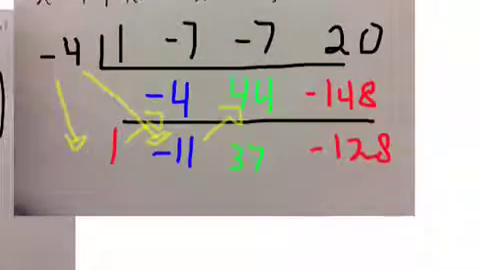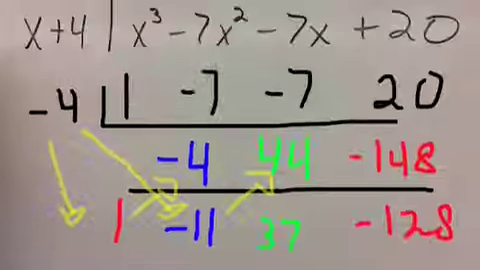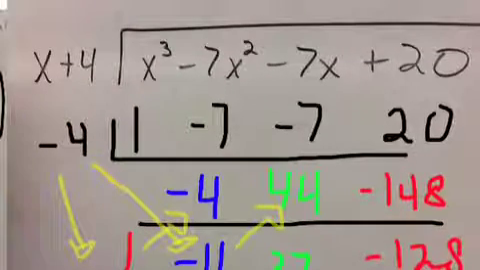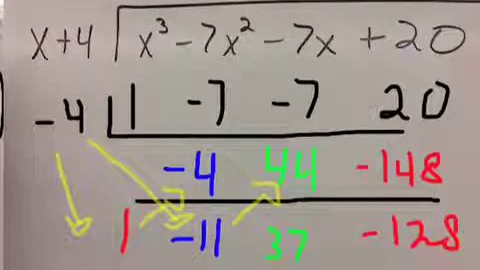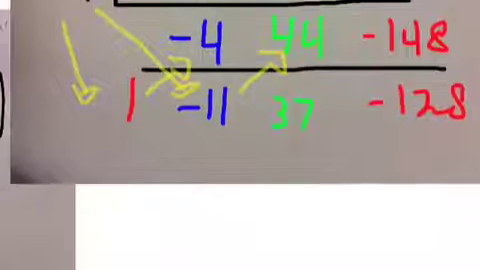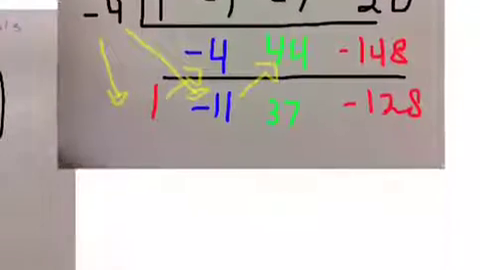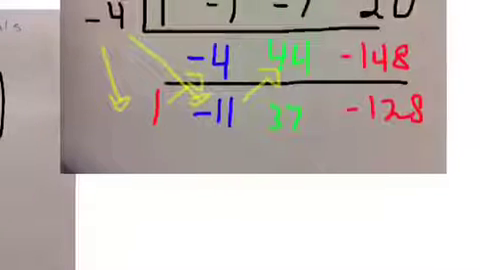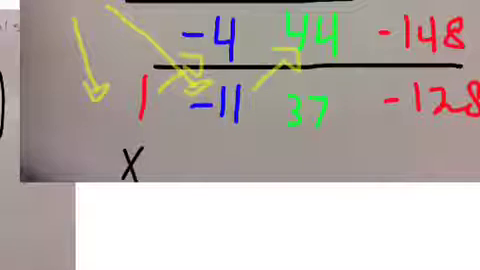Okay, great question. Let me answer that now. So we know that we started with an x cubed, right? X cubed right up here. X cubed is the first, is the power of the leading coefficient, or the degree of the leading coefficient. So now we divided. So now this 1, this red 1 right there, represents, let me get my pen out, represents now simply x squared.